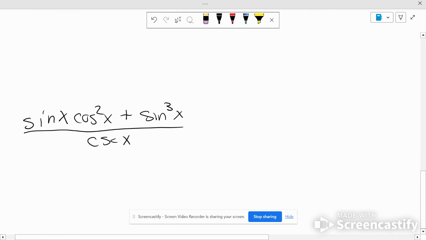Looking at this one, again, like the last couple problems, we have to think factor. What are we going to factor here? Take out a sine. Mia, if you take out a sine, what are we left with? Cosine squared of x plus sine squared of x. Thank you, all you Mias. You did a good job.